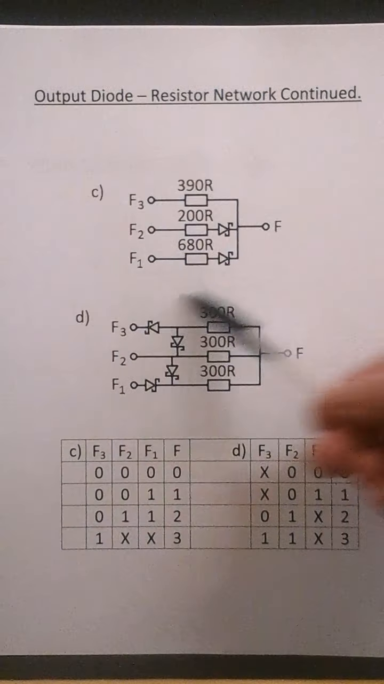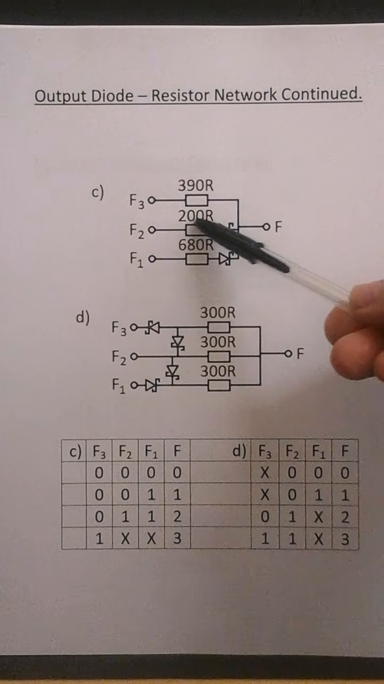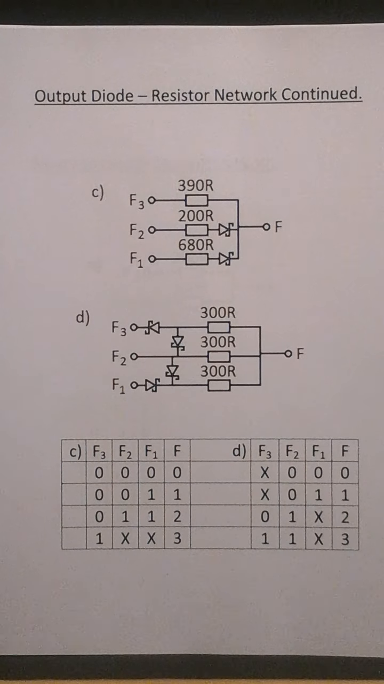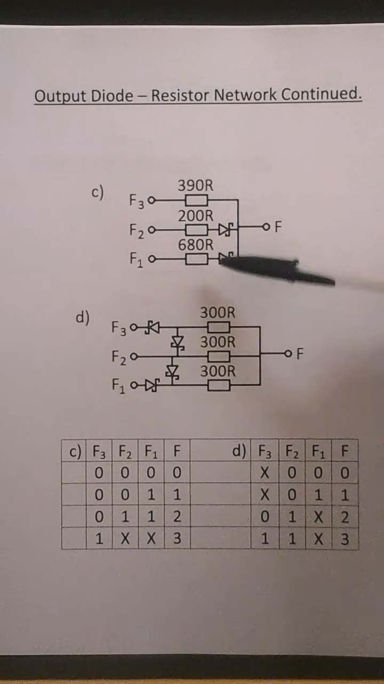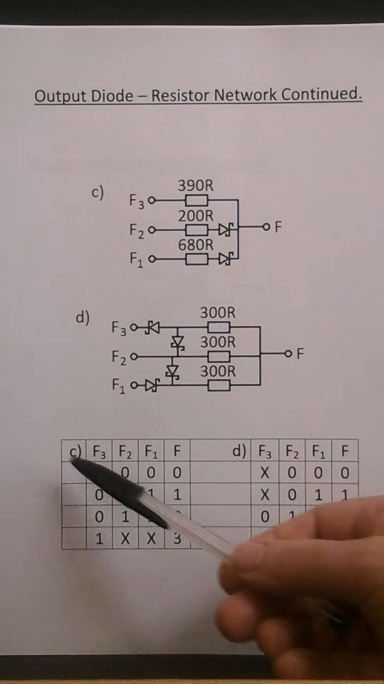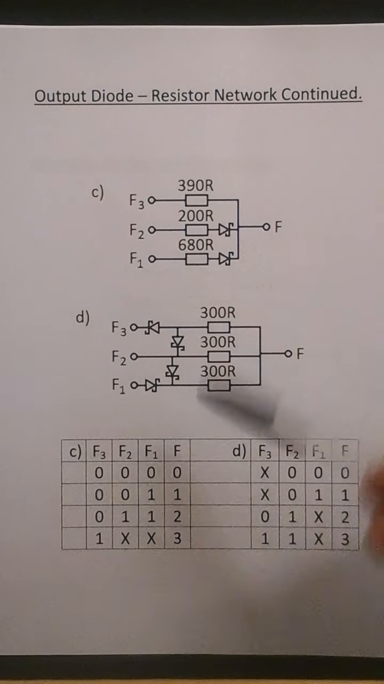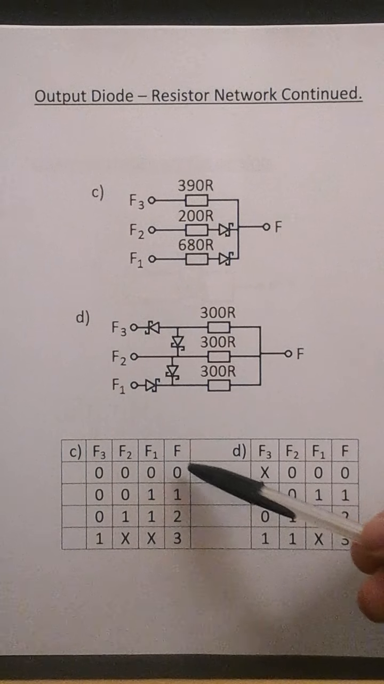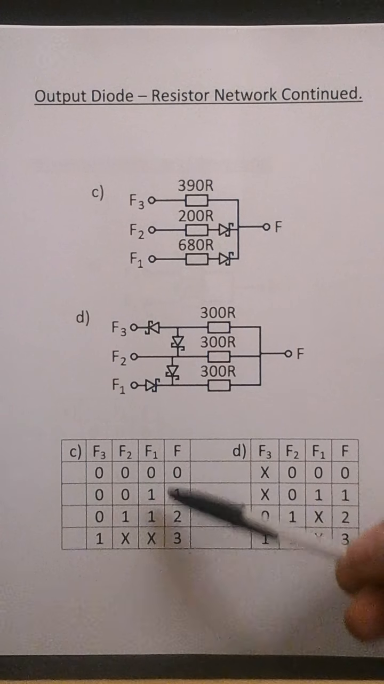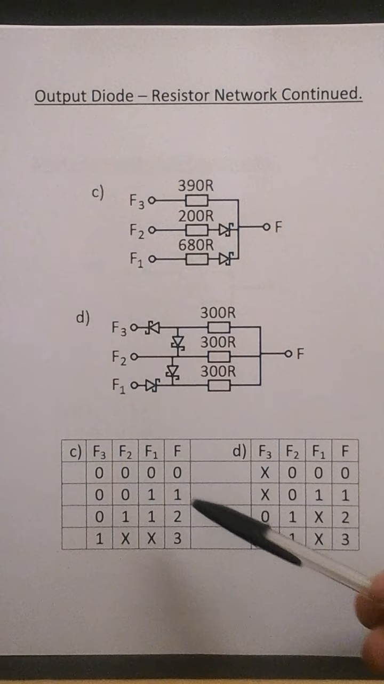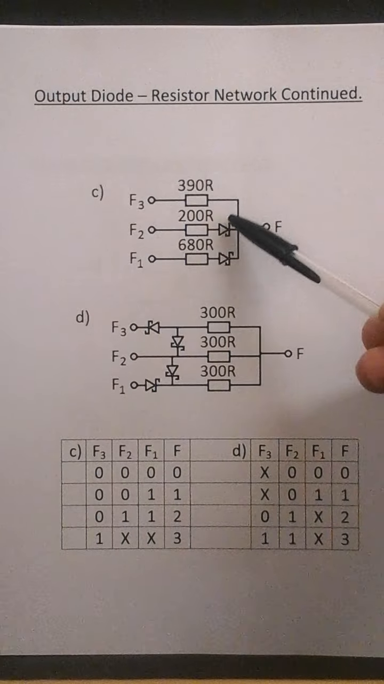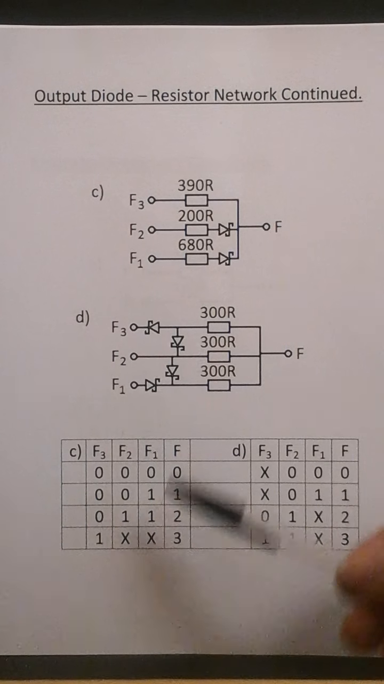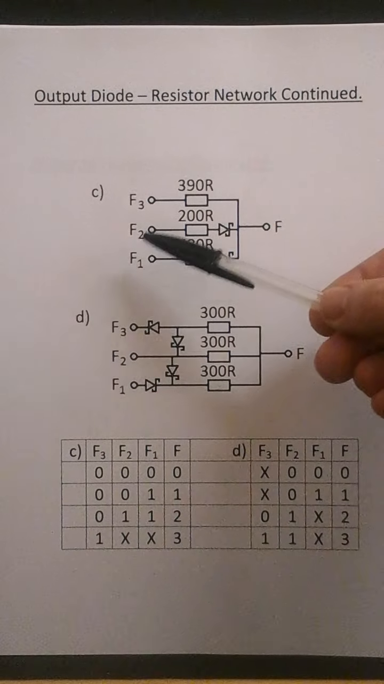For diode resistor network C, again a 390 ohm resistor, 200 ohm resistor, and 680 ohm resistor. Schottky diodes in series with F2 and F1, these resistors. So this is F, these are the inputs, F1, 2 and 3. These are the quaternary outputs, these are the binary inputs. So you can see there for logic 3, F3 is a 1, then F2 and F1 can be don't care states, either a 0 or a 1.